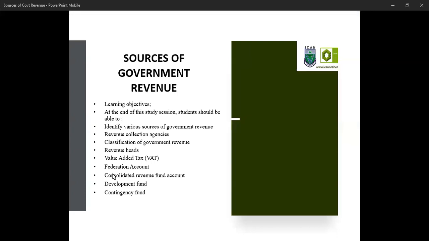Good day all. Today we are going to be looking at sources of government revenue and federation accounts, which have been part of the sources of funding into government accounts that we introduced in our previous lecture. So today we are going to be looking at the various sources of government revenue. How do governments generate revenue and how are governments expected to utilize this revenue?